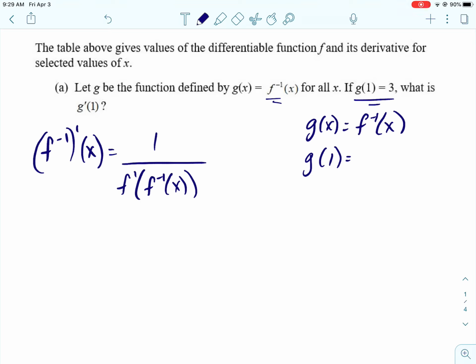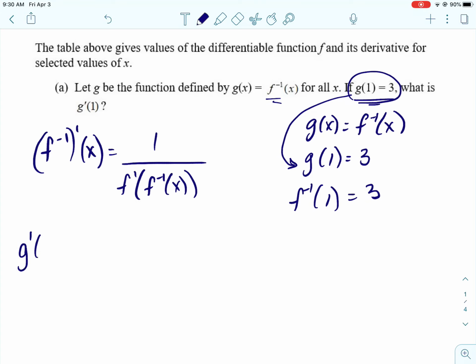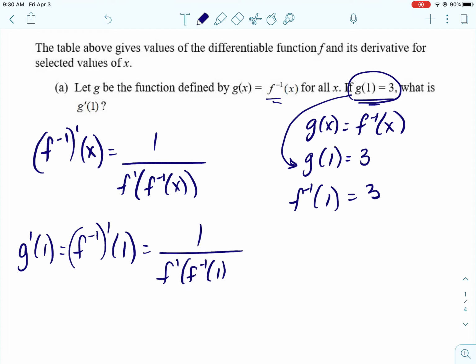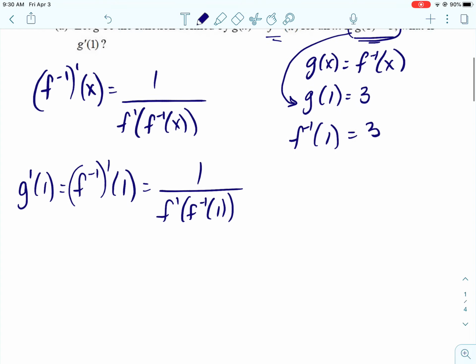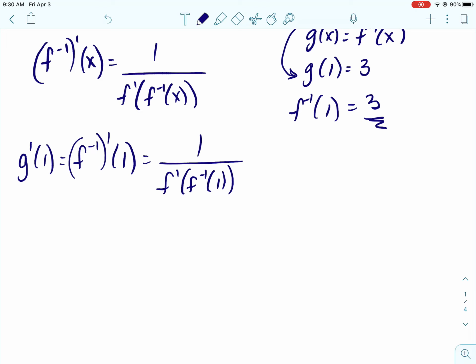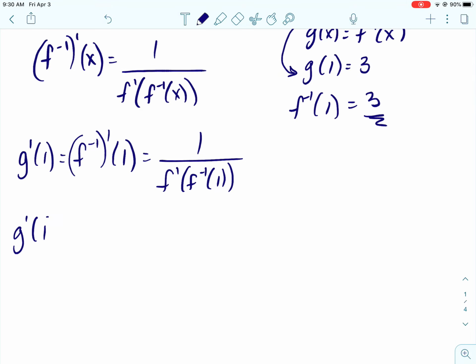Alright, so we know that g of x is f inverse of x. So what that means is g of 1 equals 3. So also f inverse of 1 equals 3. So we need to go ahead and change this. We want to find g prime of 1, which is the same as f inverse prime of 1. So what we could do is take that formula and in the place of x, go ahead and put 1.